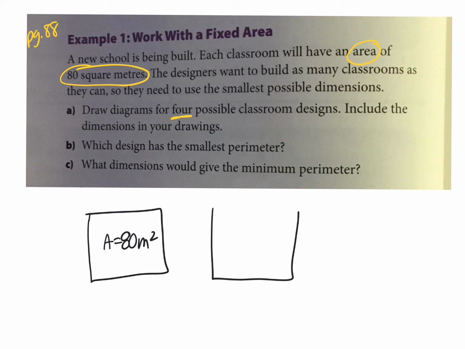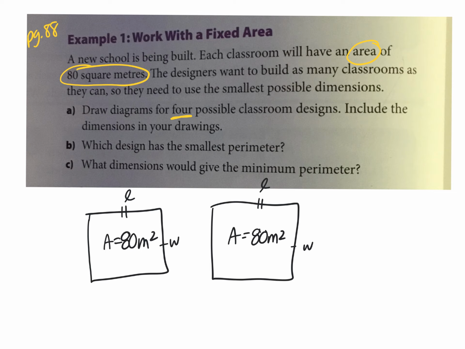Well, what do you know about the area of a rectangle or a square? How would you calculate the area of a rectangle? Yes. You would do the length times the width. So in your groups right now, we don't know the length and width. We know that whatever the length is and whatever the width is, if you multiply them together, you have to get 80. It has to be 80 square meters.